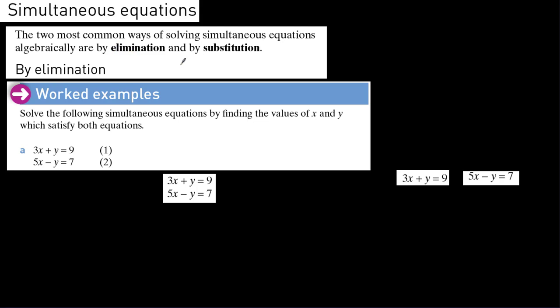There are two common ways to solve simultaneous equations. One of them is the elimination method. The other one is the substitution method. We are going to start with elimination first.